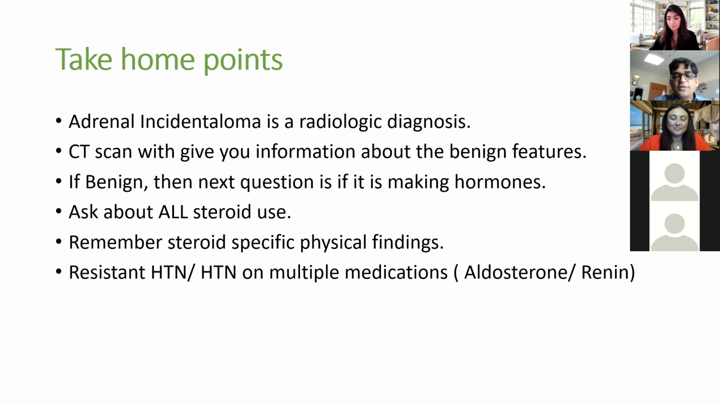The incidentaloma is a radiological diagnosis. The CT scan was done for some reason, and the patient was found to have this mass. So the first thing we need to do is look at the CT scan before we order any further tests. Get the Hounsfield units to see if it's a benign mass full of lipid. If the Hounsfield units are less than 10, that's good information, and this mass is benign. And then we need to worry about, is this mass secreting any hormones? Is it making cortisol? Is it making blood pressure hormones? And once we have that information, we can start ordering our tests.